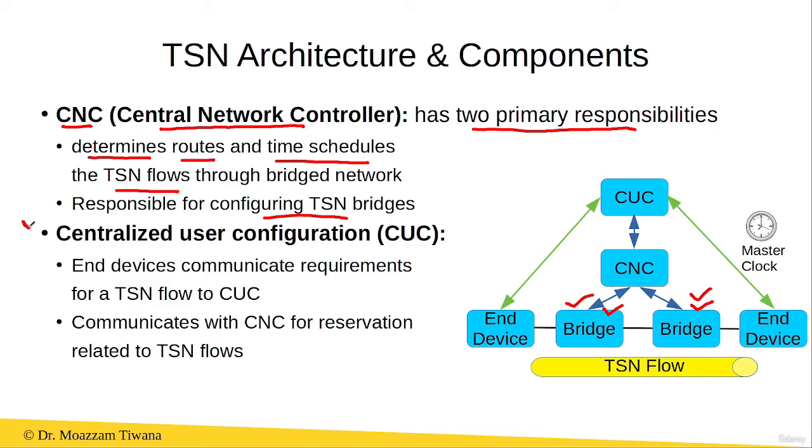And then we have the centralized user configuration, or CUC. CUC on one end communicates with the end devices, and end devices forward their TSN flow requirements to the CUC, and the CUC communicates these requirements to the CNC so that CNC can reserve resources for these TSN flows.